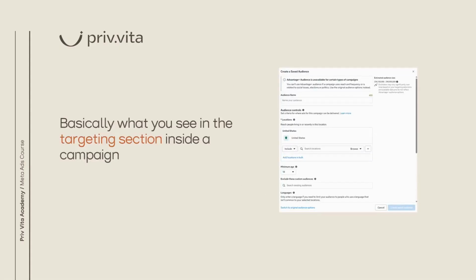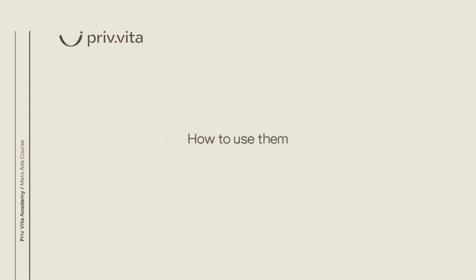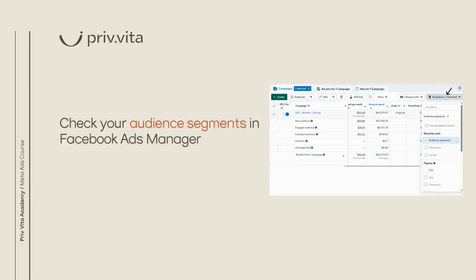Saved audiences are what you see in the targeting section inside a campaign. The idea is that you create it here, save it, and whenever you need it, you can simply select it. But since people can do the same thing by duplicating a campaign or an ad set, almost no one uses it anymore. Now let's talk about how we can use them, starting with the reporting part.